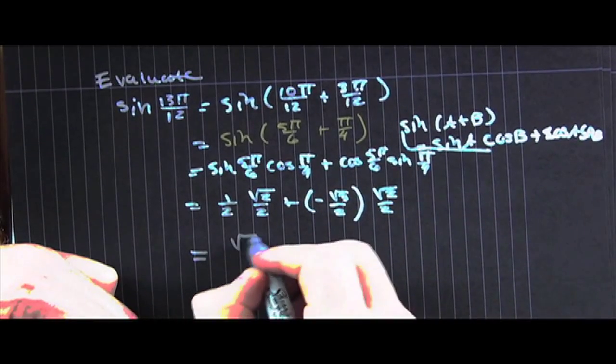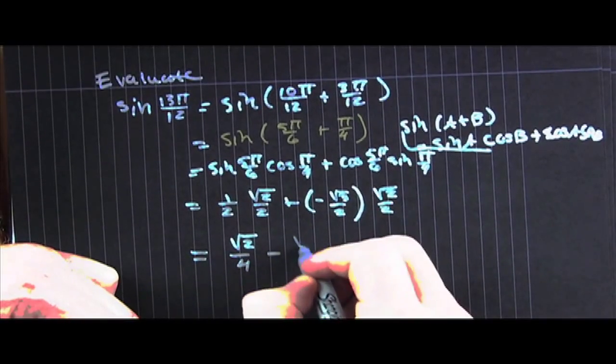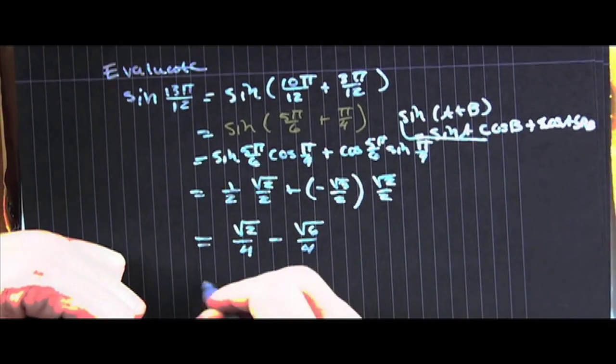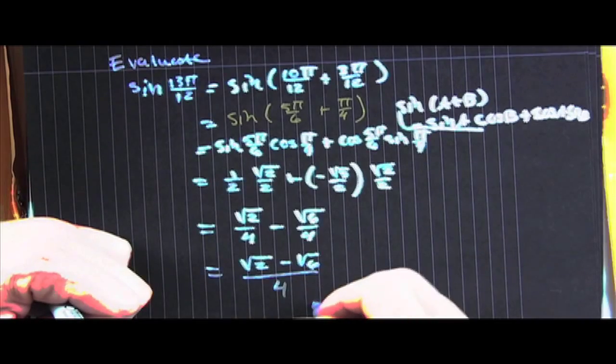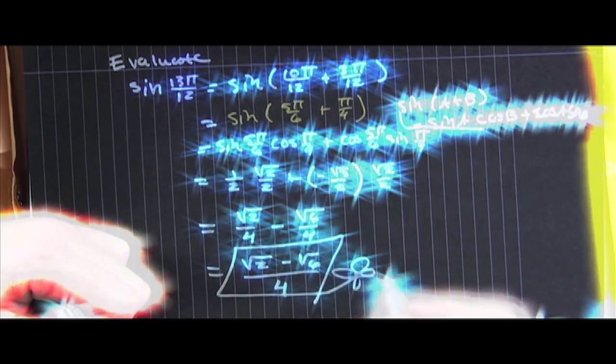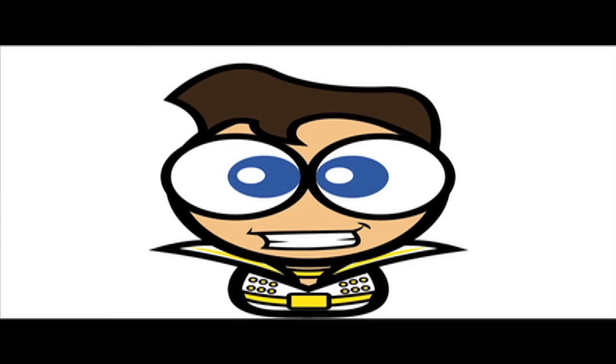Now, let's clean up those fractions. One last step. They have a common denominator. Add 'em. That went much better than the last one. Good job. I am the king. I'm all shook up.